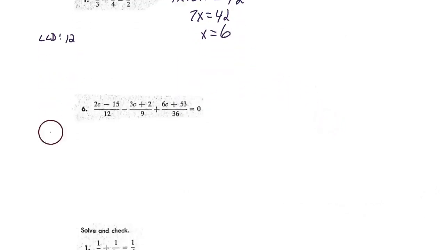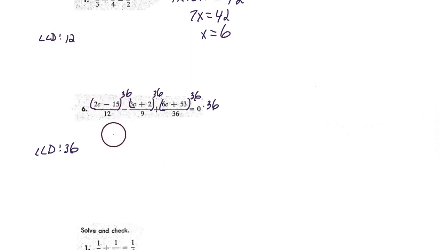Next one, same idea. The lowest common denominator of the numbers 12, 9, and 36 is the number 36. So let's times this first one by 36, and then times this by 36, and then times this by 36, and this by 36. 12 goes into 36 3 times. So that 3 will get times to these two things with the distributive property. We have 6c minus 45.